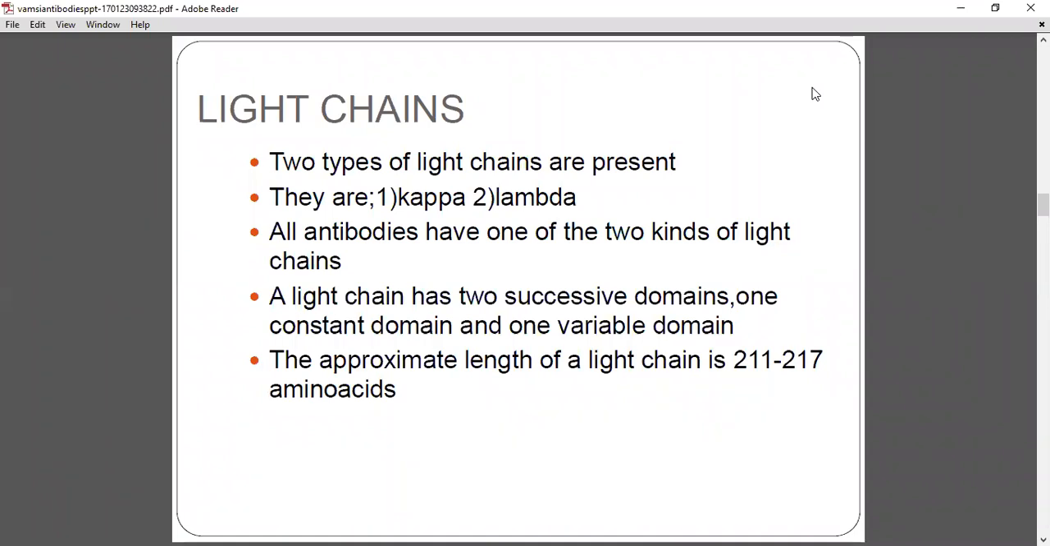We have two types of light chains. They are called kappa and lambda. All antibodies have one of the two kinds of light chains. I repeat, all antibodies have one of the two kinds of light chains.